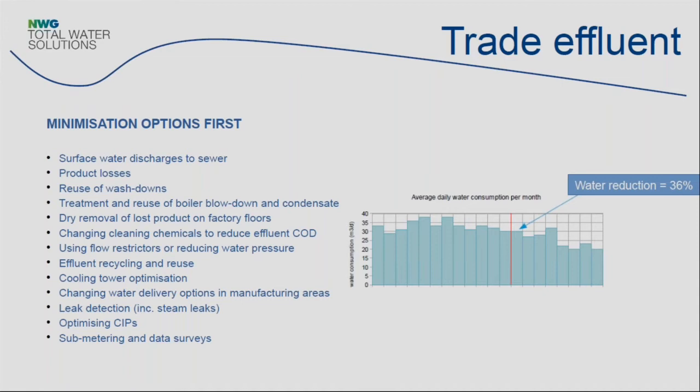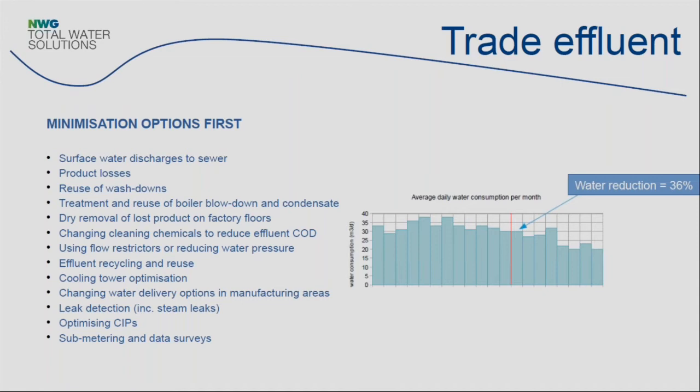So there were other things on there. Can you reduce water pressure? Could you optimize cooling towers? Could you recycle and reuse effluent? Do you have steam leaks? And I've got a photograph of a steam leak coming up in a minute. Do you have submetering? Do you actually know where your problem areas are? So these are all what I call minimization options.